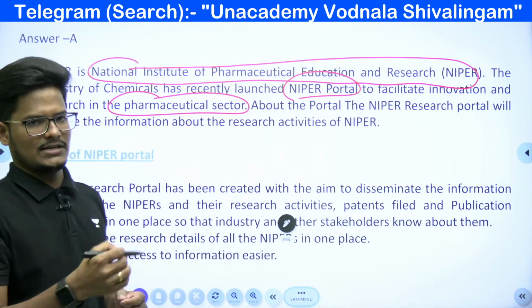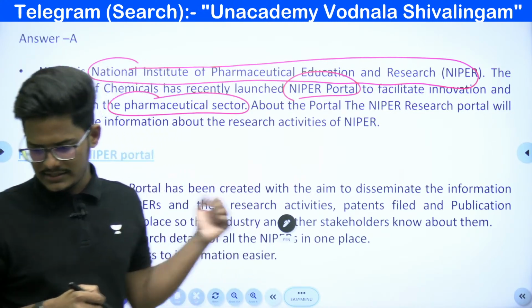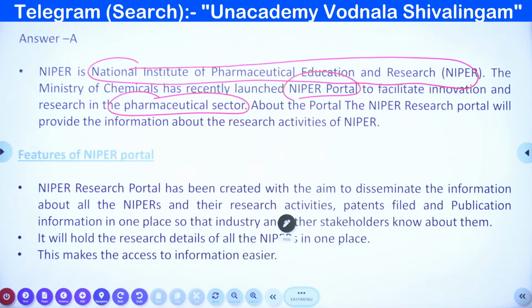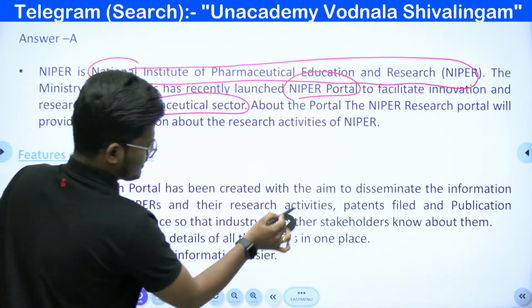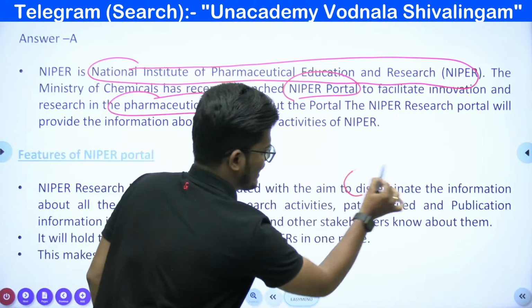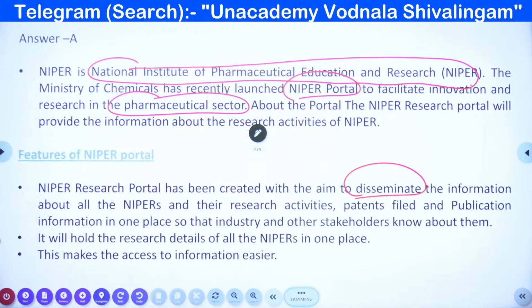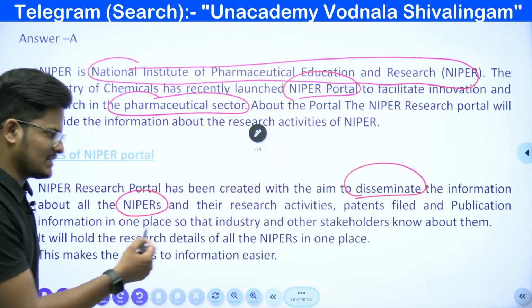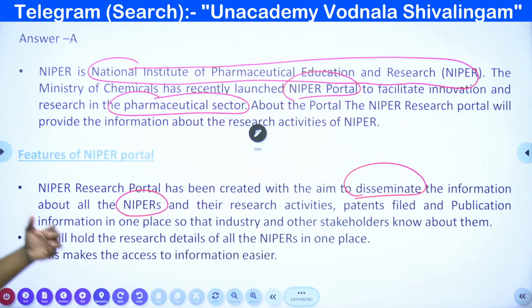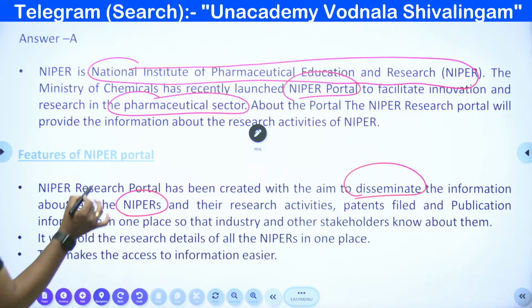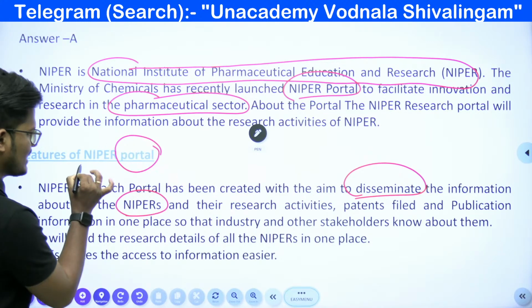To promote research and development and innovation in the pharmaceutical sector, this got launched. This portal is being created with the aim to disseminate, meaning to expand, the information and knowledge related to all the NIPERs available in India, all the pharmaceutical research institutes, their research activities, their patents which are filed, their publication information, their research information. Everything will be kept at this portal called the NIPER portal.